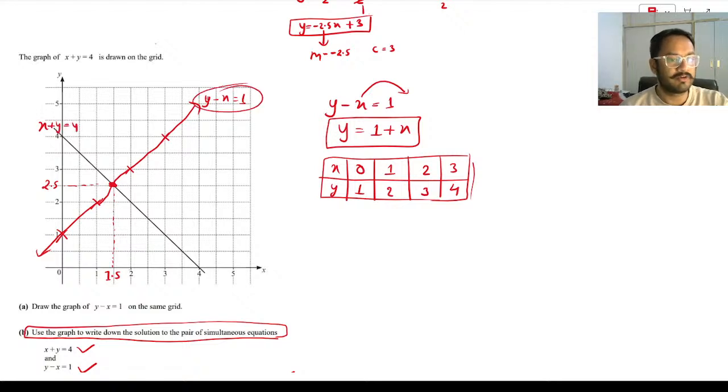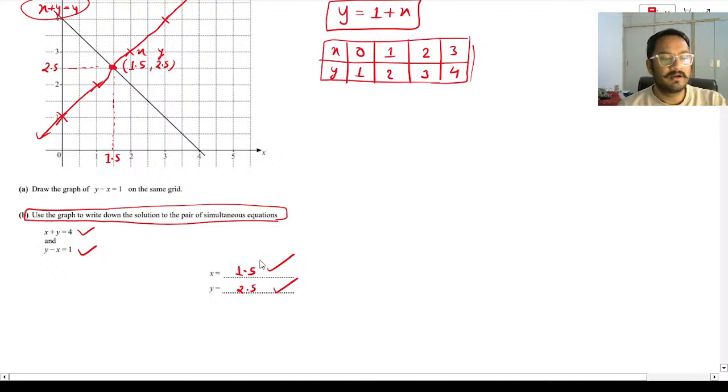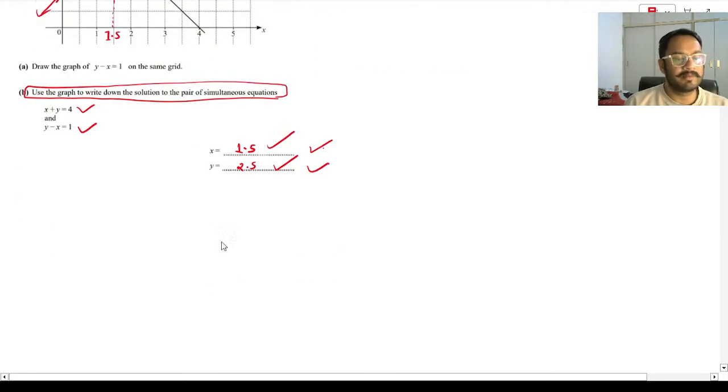So there are two equations, one is this and one is this. The point where they are intersecting is 1.5 comma 2.5. So this is your x and this is your y. By that way also you can get the simultaneous equation solution. So the value of x is 1.5 and the value of y is 2.5. This will almost give you 2 or 3 marks, right?